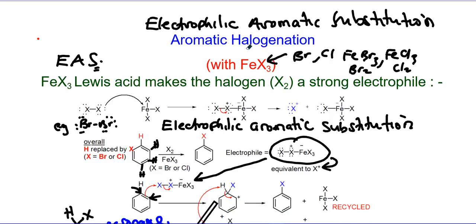In this video, we're going to talk about electrophilic aromatic substitution. Part of it is aromatic halogenation. You're putting a halogen on the ring.